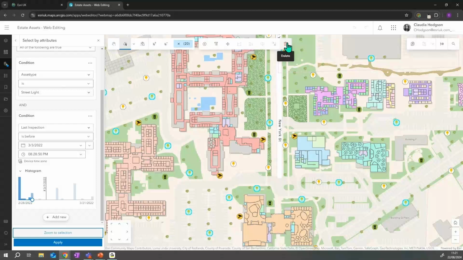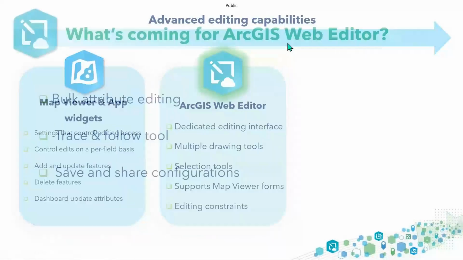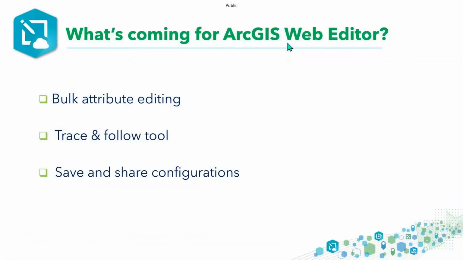I really hope that that has shown some of the additional functionality that the web editor has, and its dedicated editing interface as well, hopefully guiding you through those edits with its similarity to Map Viewer. Just a couple final things to mention. They have announced as well that for ArcGIS Web Editor, there's a few things they're working on in the pipeline, such as bulk attribute editing, trace and follow tools, and save and share configurations.